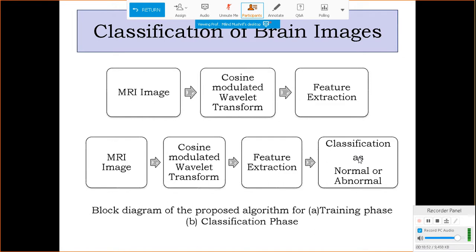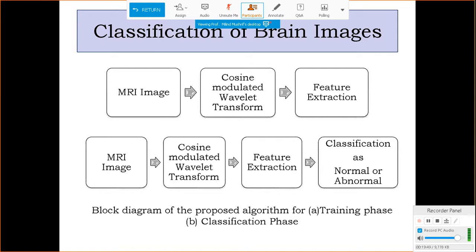In the training phase, from the MRI images, first we go for pre-processing, which reduces the noise and tries to eliminate the inhomogeneity, and then we use cosine modulated wavelet transform to decompose this image in 7 subbands. So 2-level decomposition is used, and then from these subbands we extract features. Basically we extract energy features. So that is the training phase. Whatever images we have selected for the training phase, we extract features of all those images and store those features in the database.